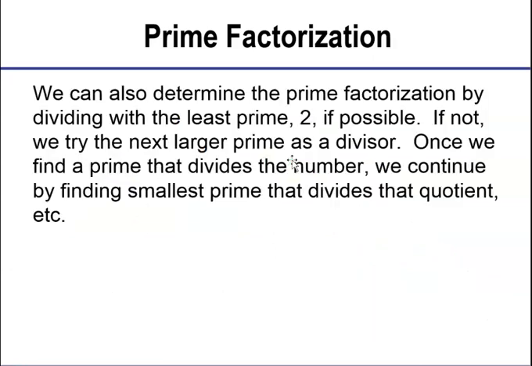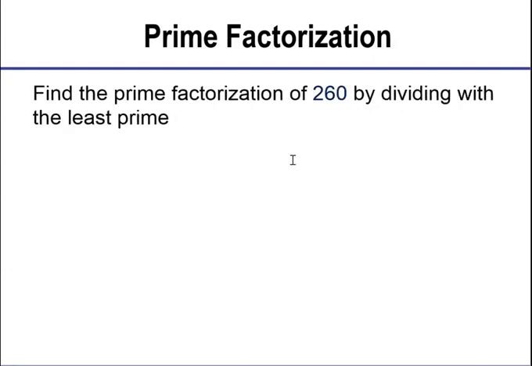We can also determine the prime factorization by dividing with the least prime, 2 if possible. If not, we try the next larger prime as a divisor. Once we find a prime that divides the number, we continue by finding the smallest prime that divides that quotient. I have now seen that this has a special name, but I kind of call it the box method for prime factorization. But it's just different than doing a factor tree, but it works just the same. It keeps you a little bit more organized on the page, but this is entirely up to you. And I think students need both options.